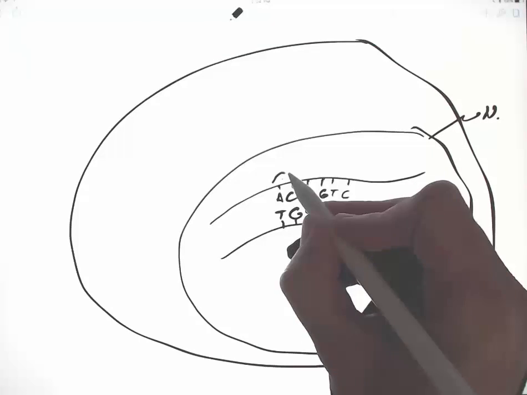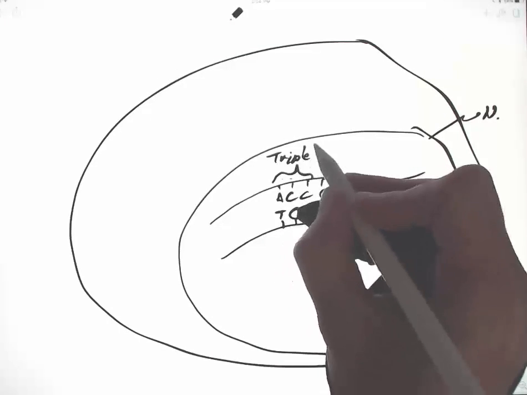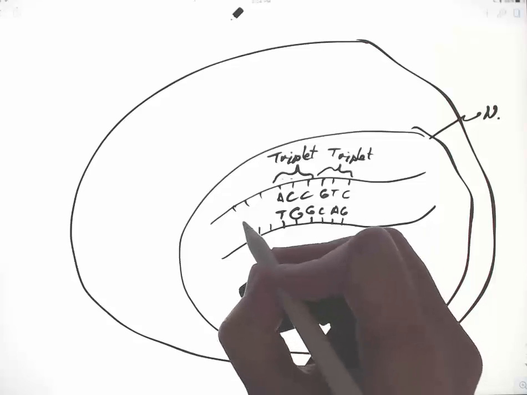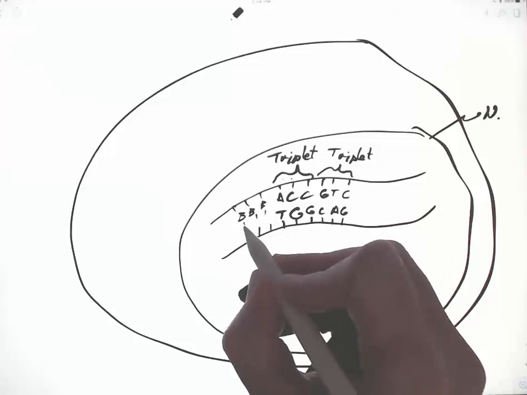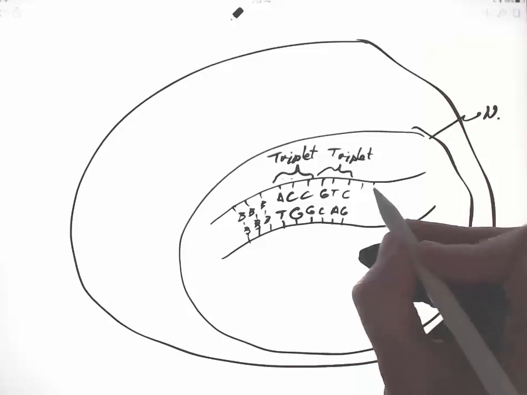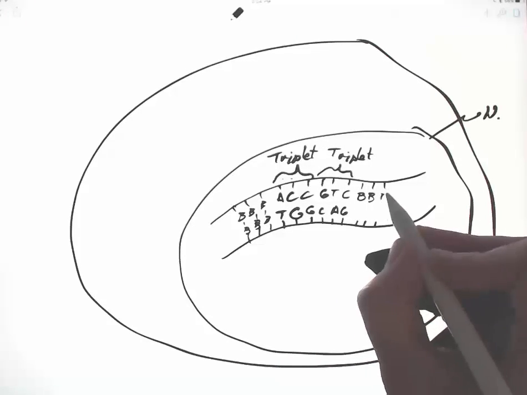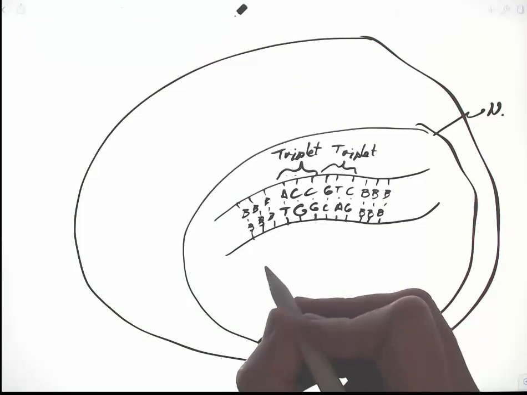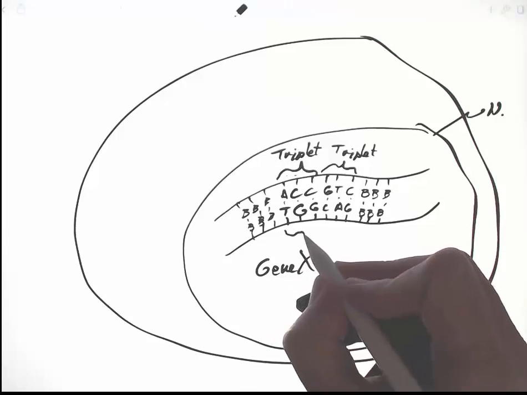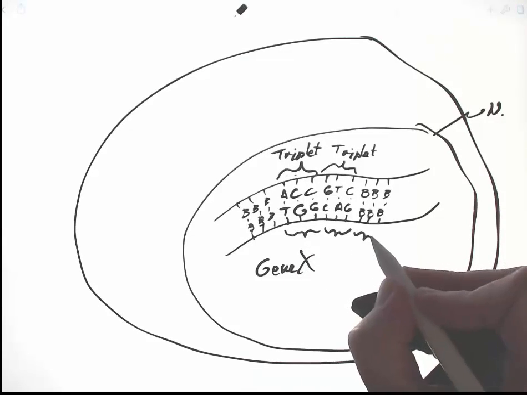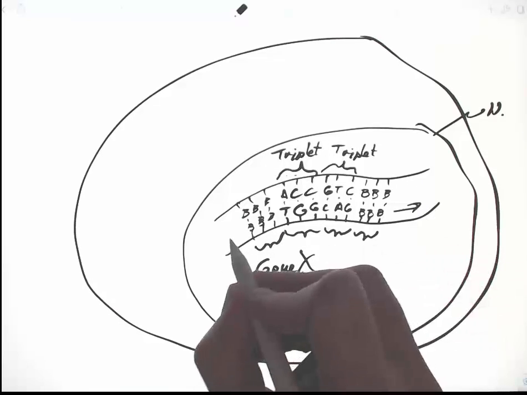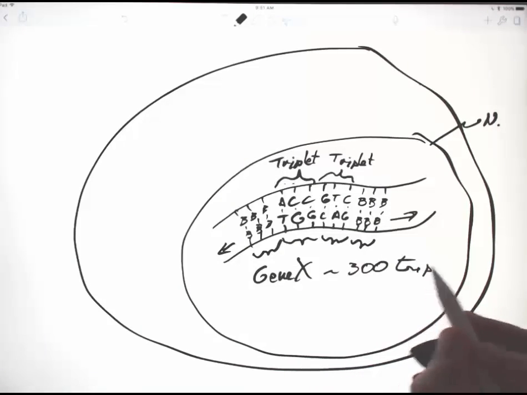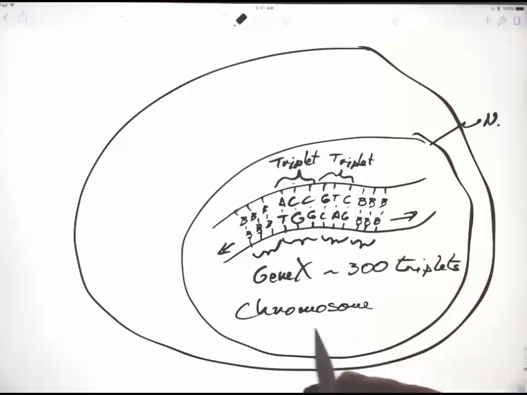So I've shown you two triplets on DNA. And of course there would be more bases on each side. And all of these base pairs are weakly bound to each other. Any gene here would include all of these triplets and many more on each side. A single gene might have 1,000 or more base pairs or 300 or more triplets. And a chromosome might have 1,000 genes.